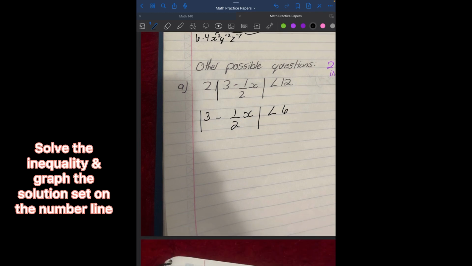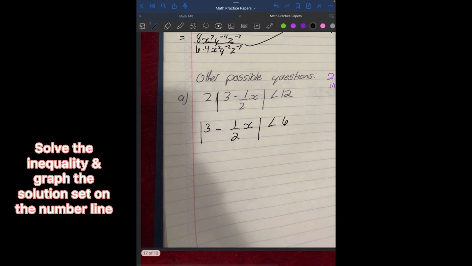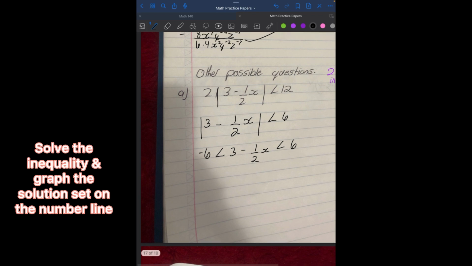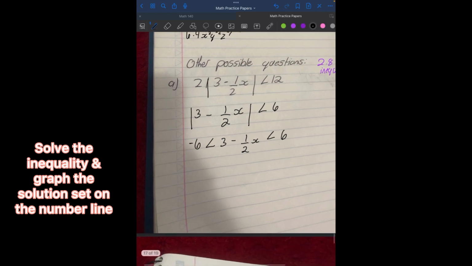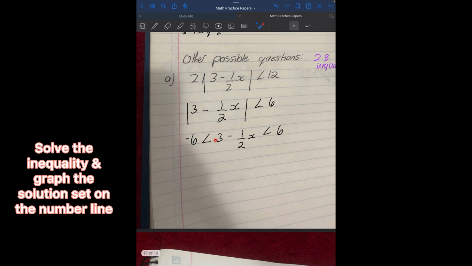Right? So now since it's isolated, we can now say negative 6 is less than 3 minus 1 half x, that's less than 6. So we just put the negative of this number here. That's why this has to be isolated, because this has to be by itself, and then we put the negative of this number over here and say that's less than this. Now you have to isolate the x in the middle.